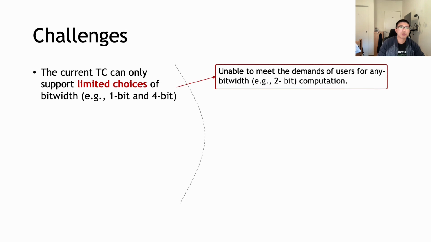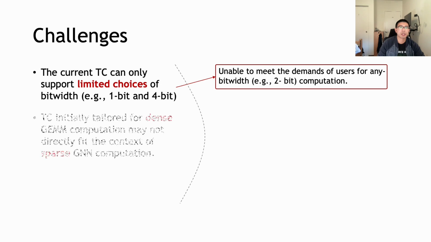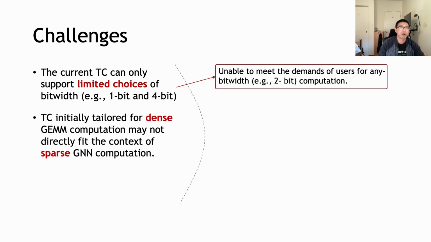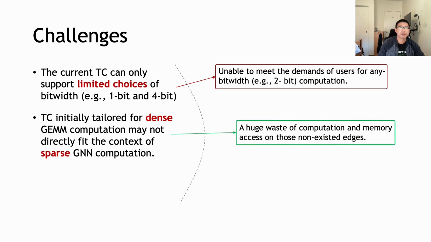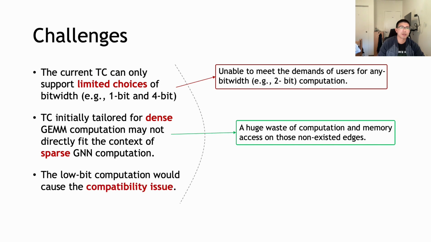This is unable to meet the demands of users for any bit width precision computation. The second point is that tensor core was initially tailored for dense GEMM computation, which may not directly fit the context of sparse GNN computation. This would cause a huge waste of computation and memory access on those non-existent edges.